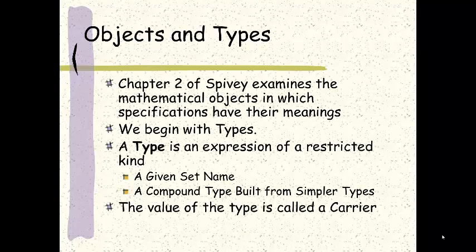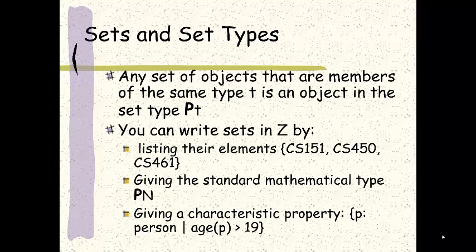So we'll start out with types. You've seen types such as name and date in the birthday book specification. Every expression that appears in a Z schema is associated with a unique type. So a type is an expression or a restricted kind. It can be a given set name or a compound type built from simpler types. The value of the type is called its carrier.